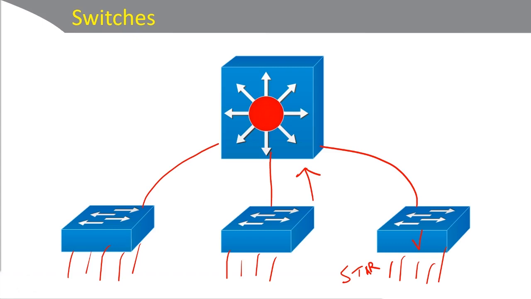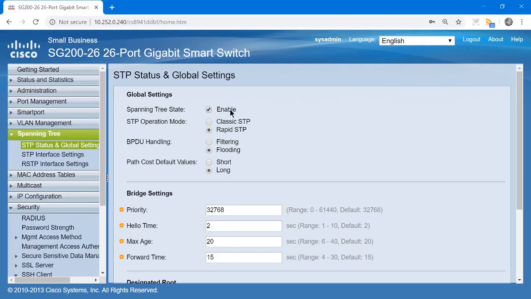And the cool thing about this SG200, I'm actually using a physical box, but this is available as an emulator on the internet from Cisco. So you can check that out for free also and check out some of the configurations.